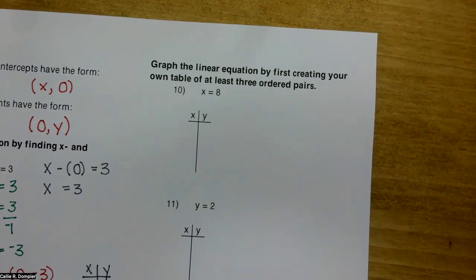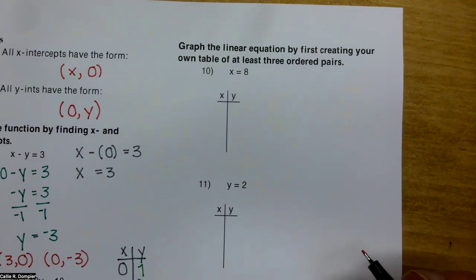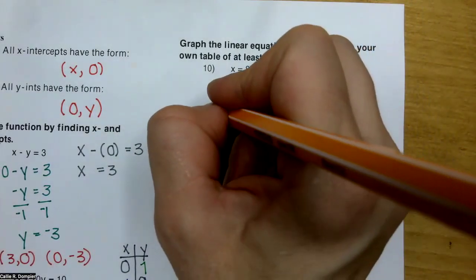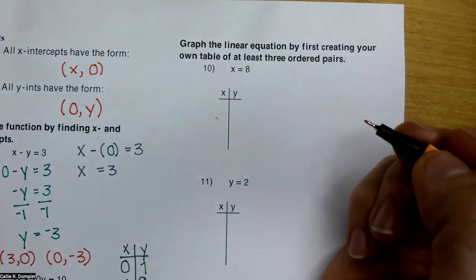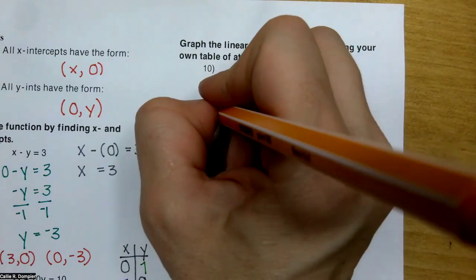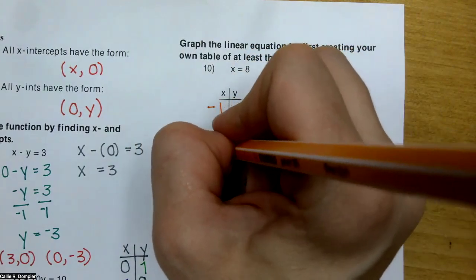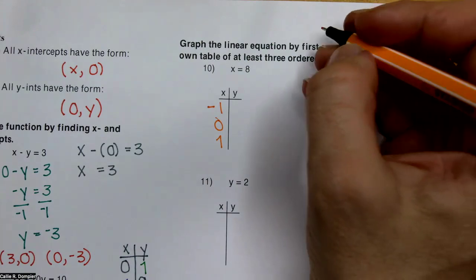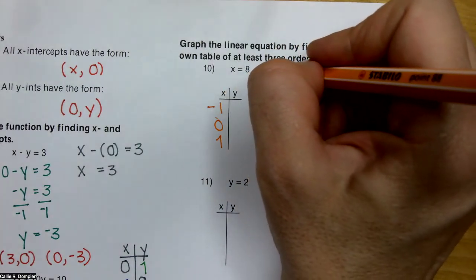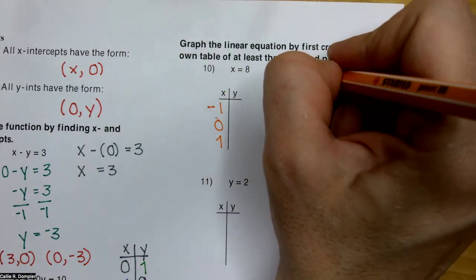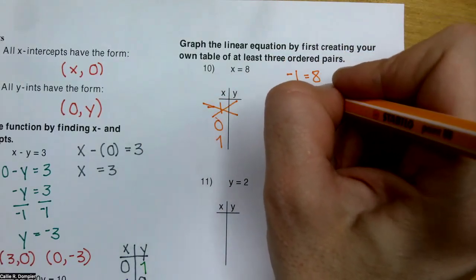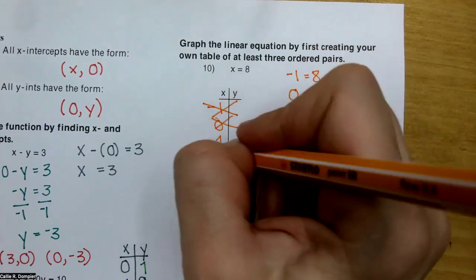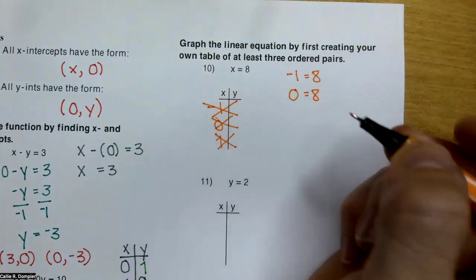All right, what if we just have the equation x equals 8? Create a table of at least 3 ordered pairs. And remember what I like to do? I like to go x is -1, x is 0, and x is 1. X equals 8 is our entire equation. So I've put in x equals -1, -1 equals 8. That's not possible. 0 equals 8, not possible. 1 equals 8, not possible, right? So I did not make a good table.